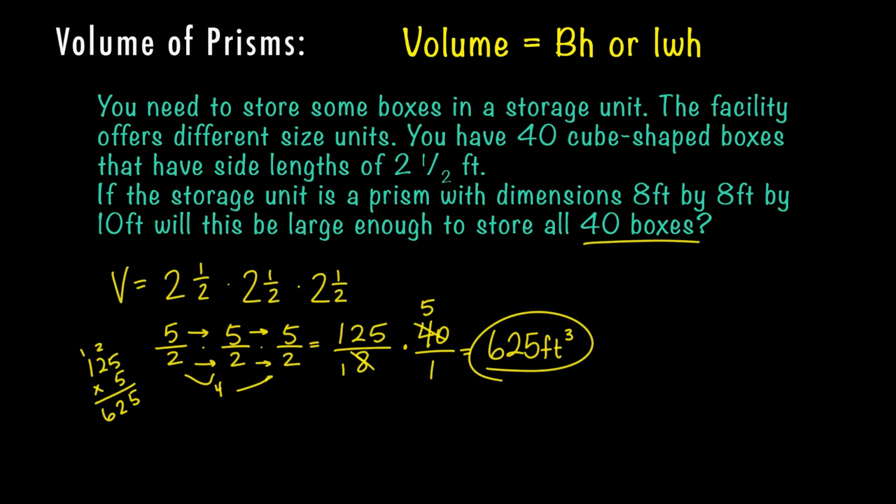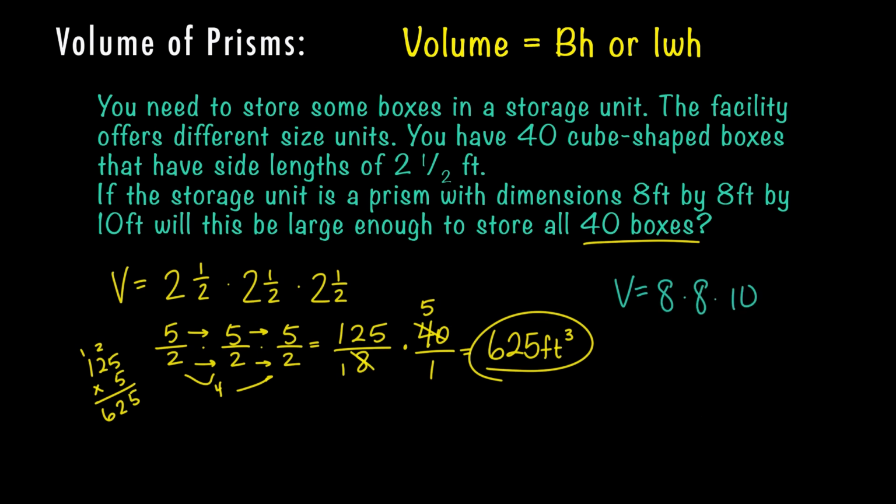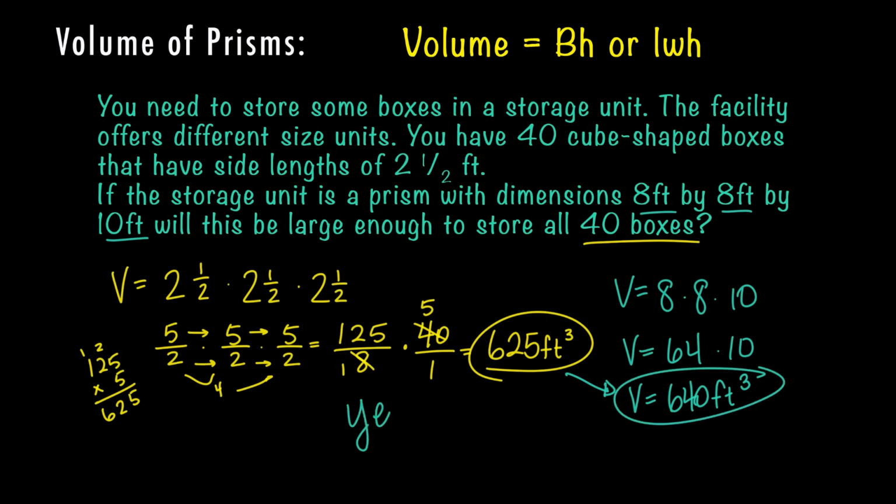Now I need to find out, is this storage unit going to be large enough? So I need to find the volume of the storage unit, and it needs to be greater than 625 feet cubed. So the volume of the storage unit is length times width times height. I can find those three numbers here in the problem. And 8 times 8 is 64. 64 times 10 equals 640 feet cubed. So I can see, since the volume of the boxes is less than the volume of the storage unit, yes, these boxes will fit in this storage unit.